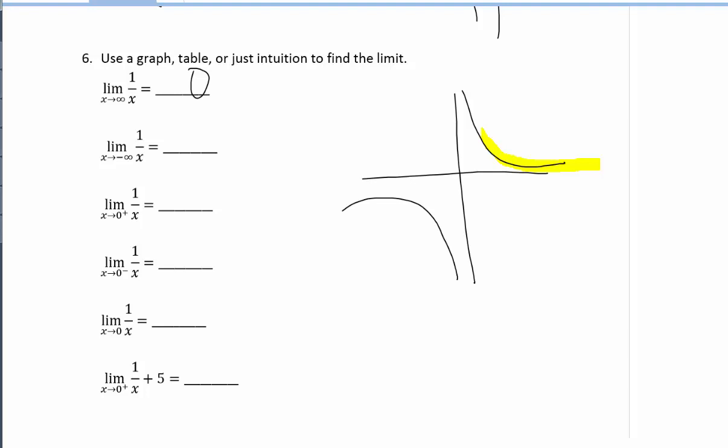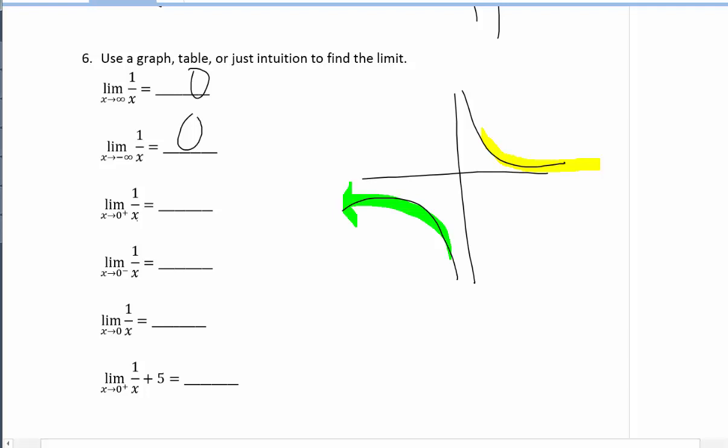Look at negative infinity. See how the same thing happens? Same thing happens as you go to negative infinity. You still are dividing 1 by a really big number, even though it's a negative number. So you still get 0, because that forms a horizontal asymptote.